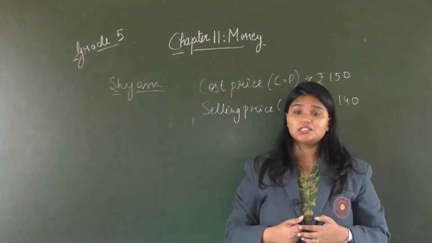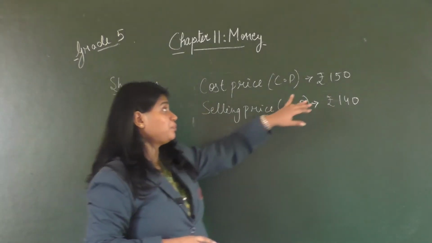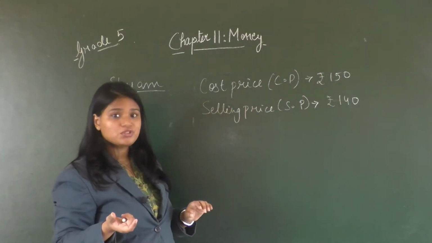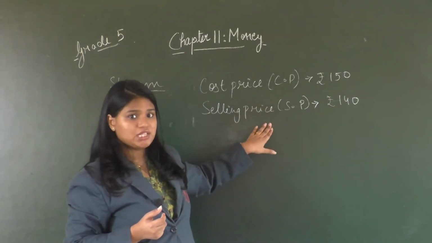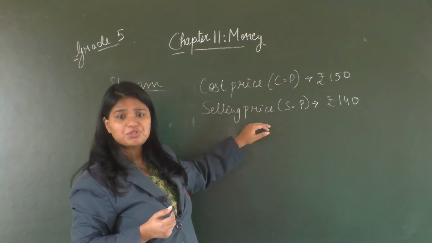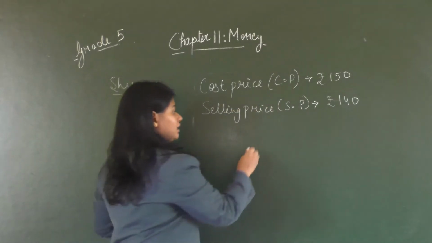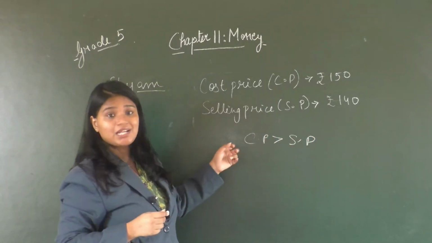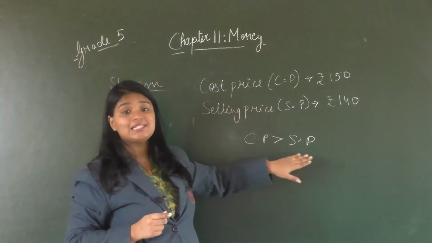Now, let's consider the situation of Shyam. Shyam bought the vegetables at the price 150, that was the cost price, and he further sold those vegetables at rupees 140, that was the selling price. Now, what is the relation between cost price and selling price? Yes, here the cost price is greater than the selling price, right? Cost price, that is 150, is greater than 140. So, cost price is greater than selling price.